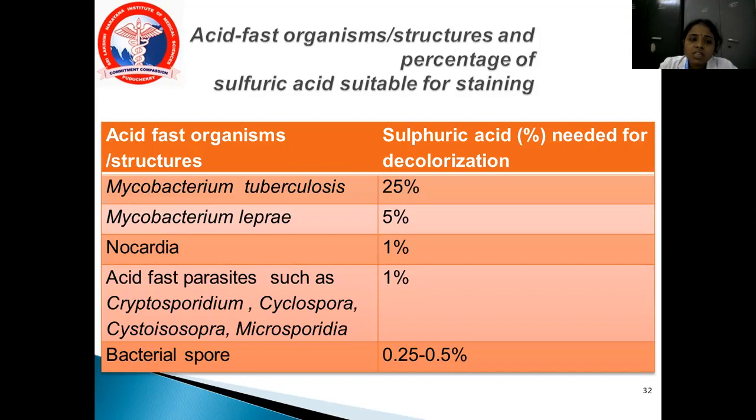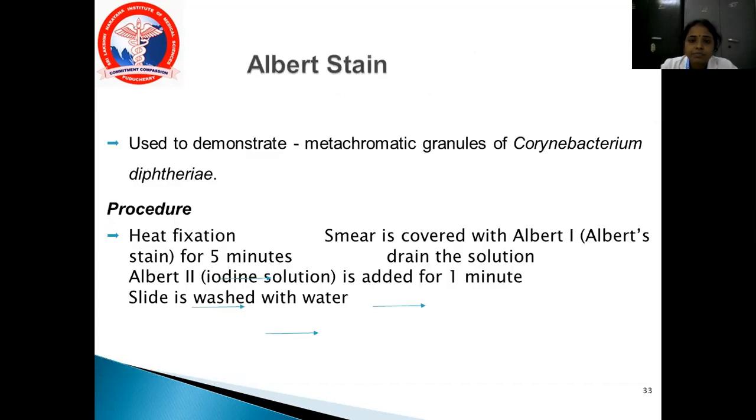So for the acid-fast organism Mycobacterium tuberculosis, the sulfuric acid needed is 25%, for leprae it's 5%, and for Nocardia 1%. For acid-fast parasites such as Cryptosporidium, Cyclospora, Cystoisospora and Microsporidia, we use 1%, and for bacterial spores, which are also acid-fast, we use 0.25% to 0.5%.